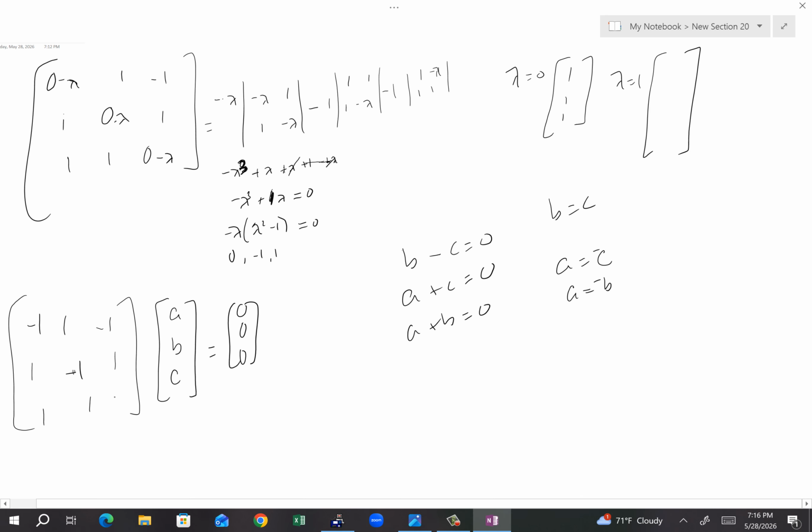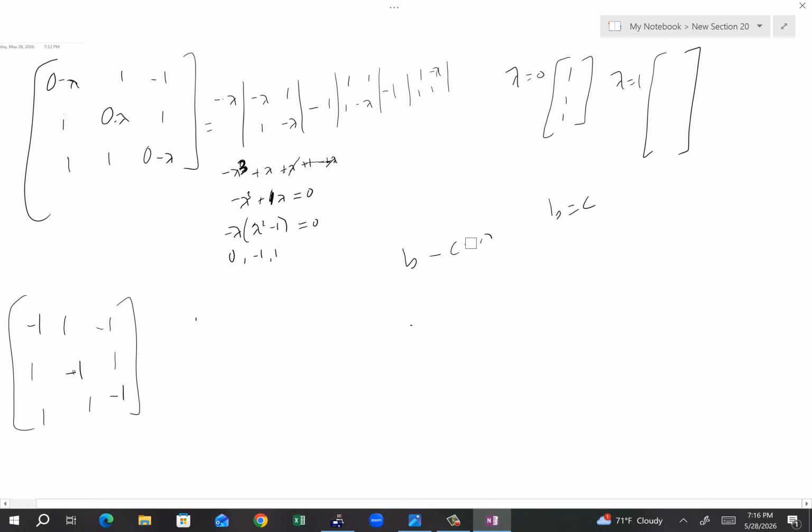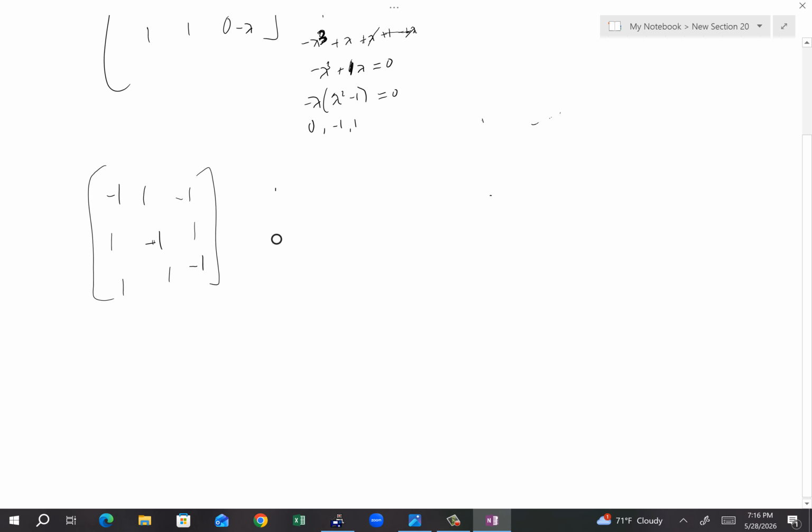-1. Now, this method here would work, but it's a pain in the butt. So let's do it using the null space business, okay? So the way to do this guy, of course, is, hey, let's find the null space. So to do that, what are we going to do here?